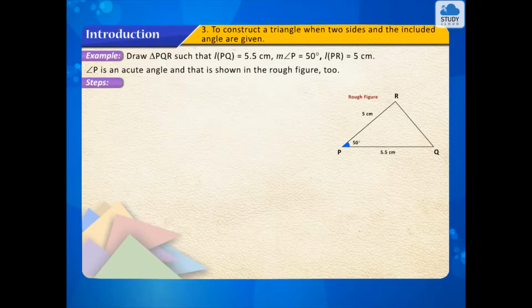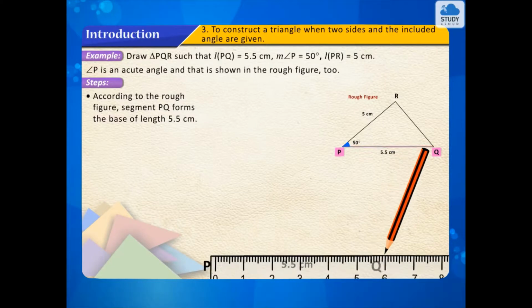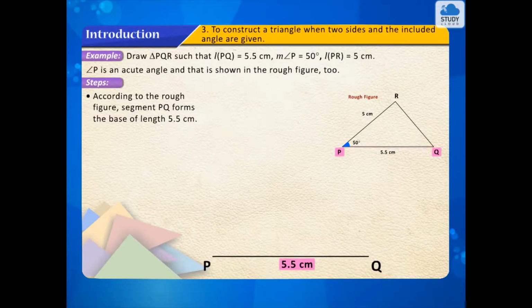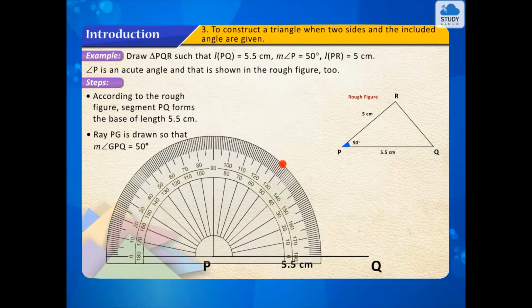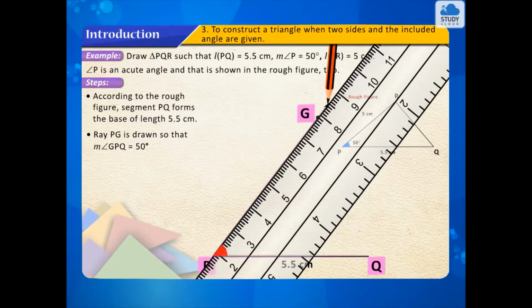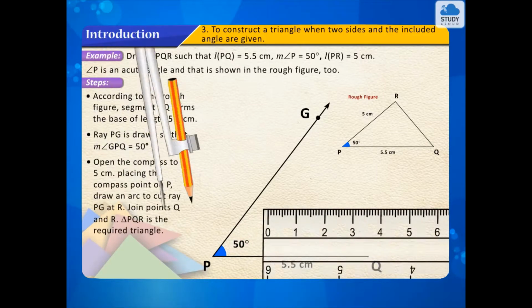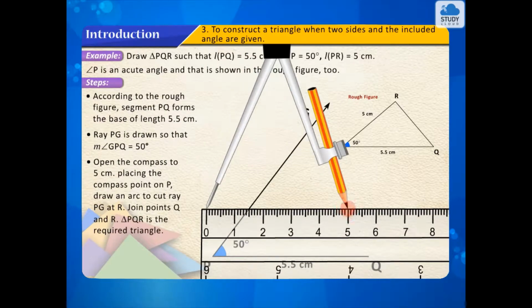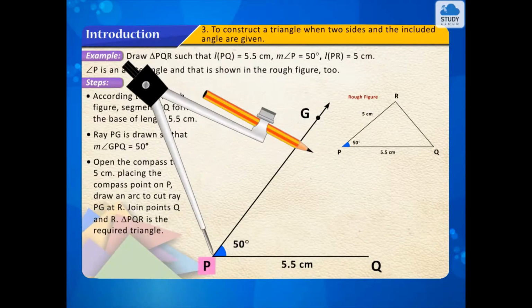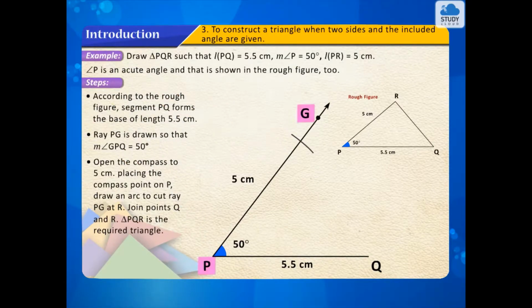Steps. According to the rough figure, segment PQ forms the base of length 5.5 cm. Ray PG is drawn so that measure of angle GPQ is equal to 50 degrees. Open the compass to 5 cm. Placing the compass point on P, draw an arc to cut ray PG at R. Join points Q and R. Triangle PQR is the required triangle.